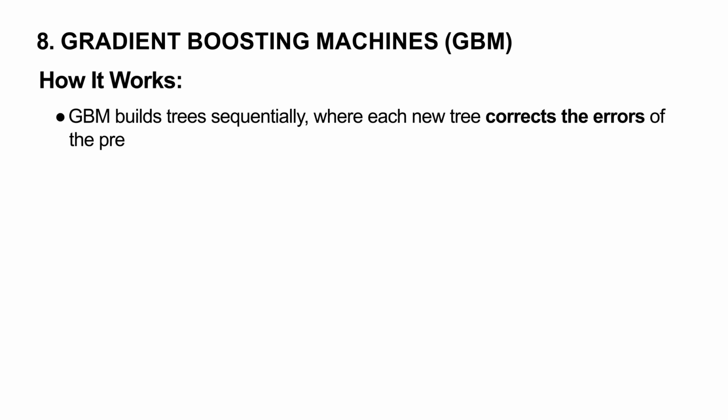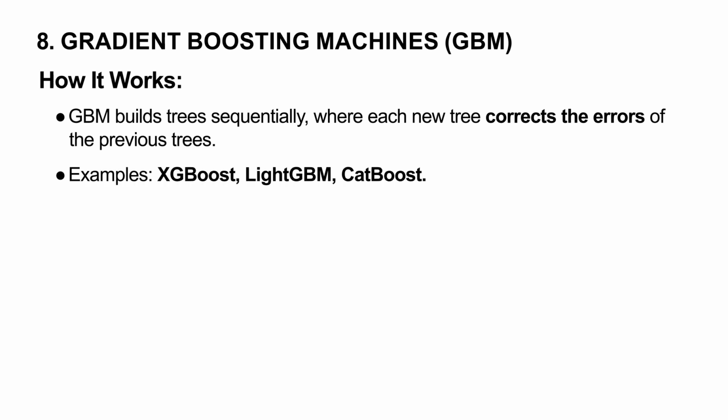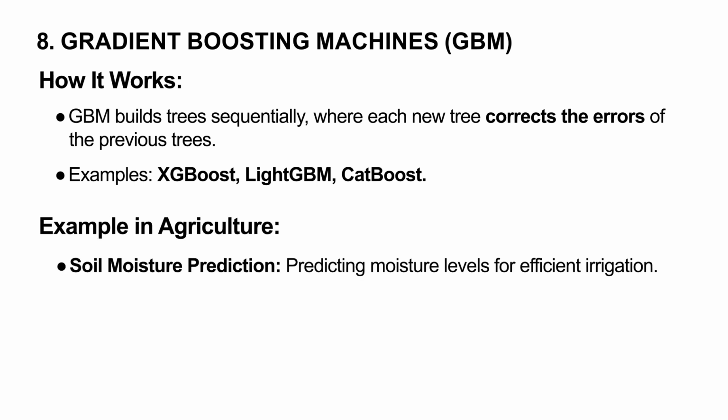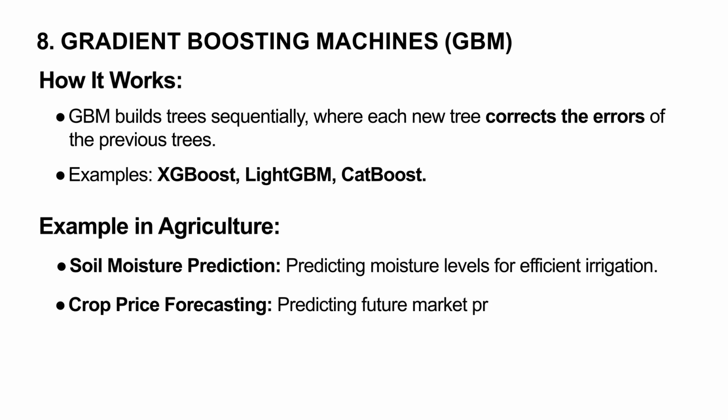GBM builds trees sequentially, where each new tree corrects the errors of the previous trees. Examples: XGBoost, LightGBM, CatBoost. Example in agriculture: soil moisture prediction, predicting moisture levels for efficient irrigation. Crop price forecasting, predicting future market prices of crops based on historical data.